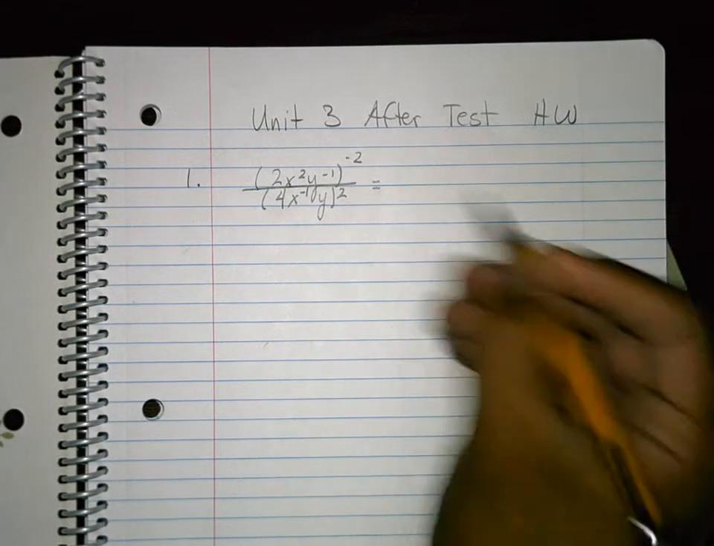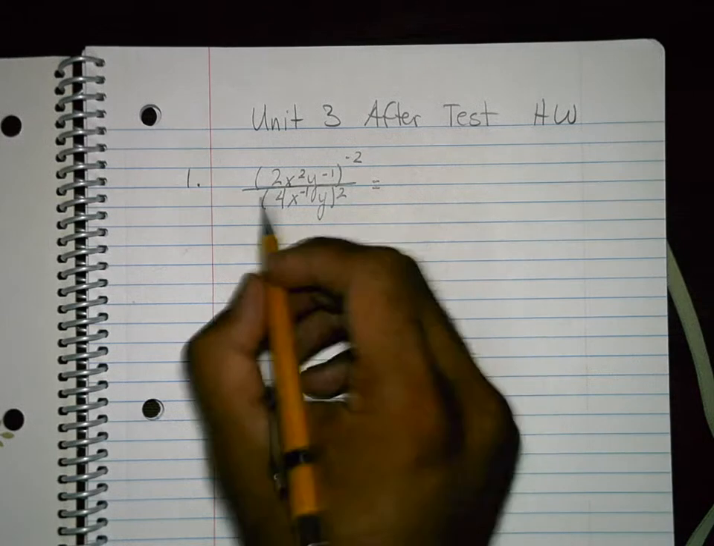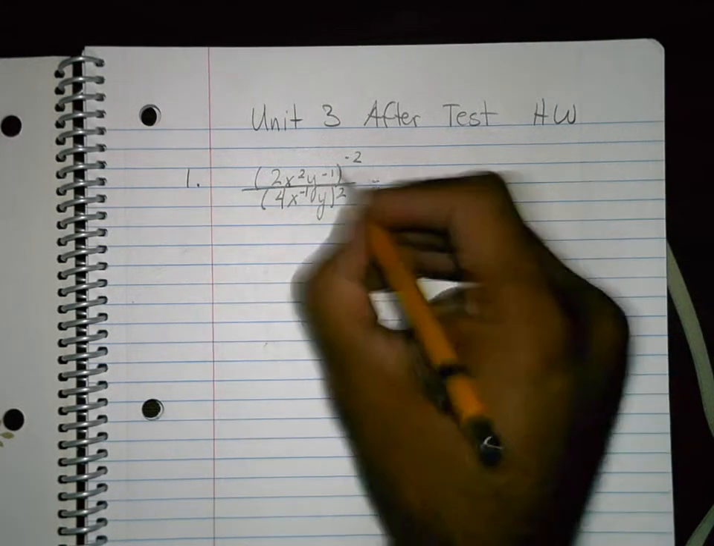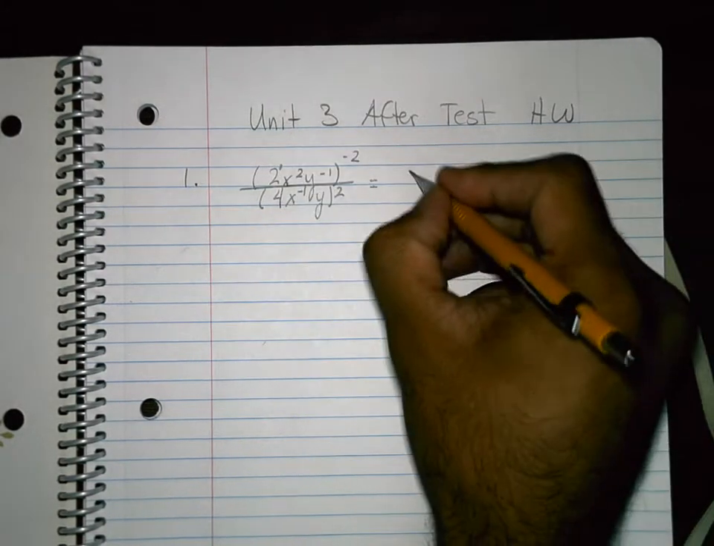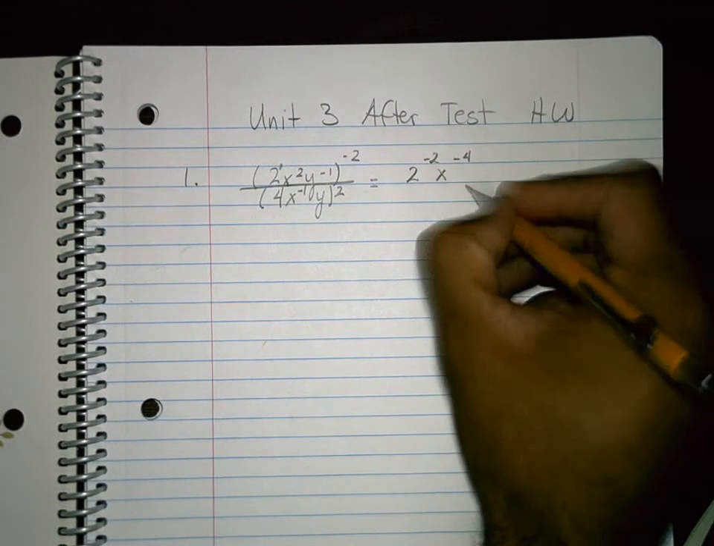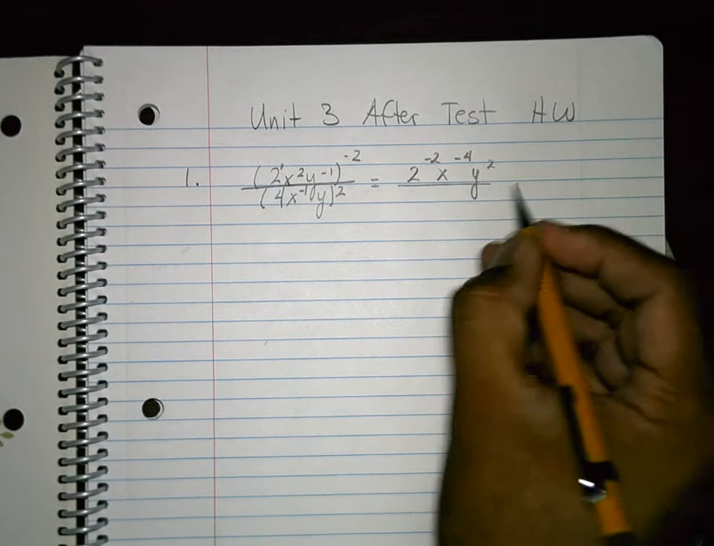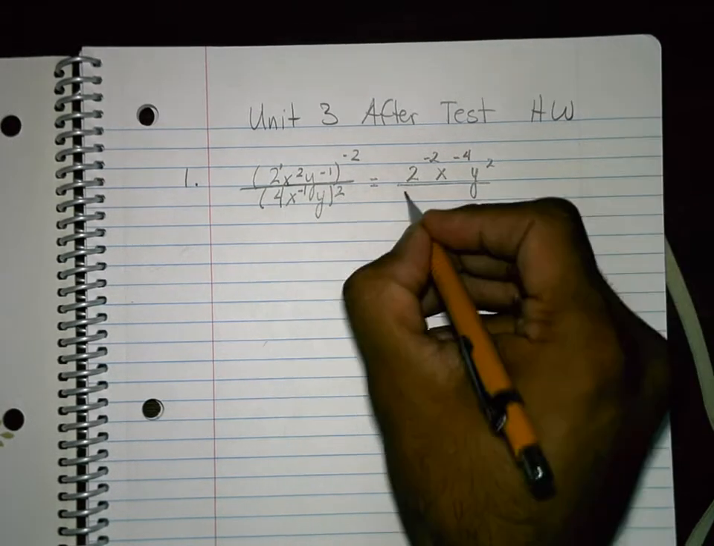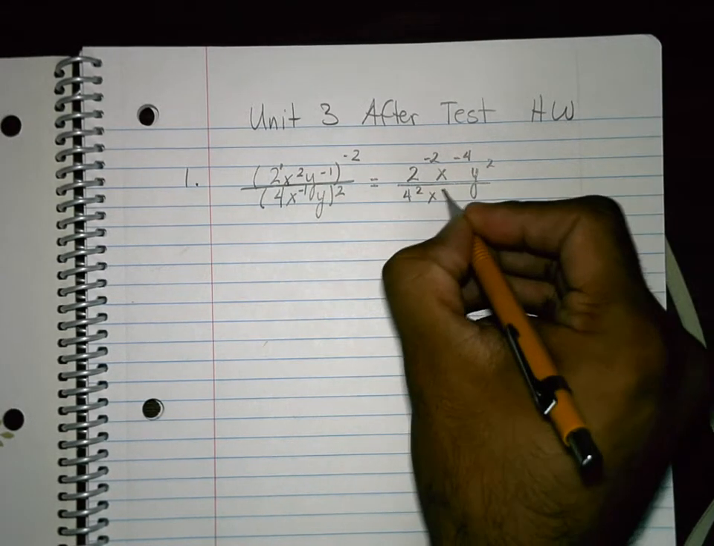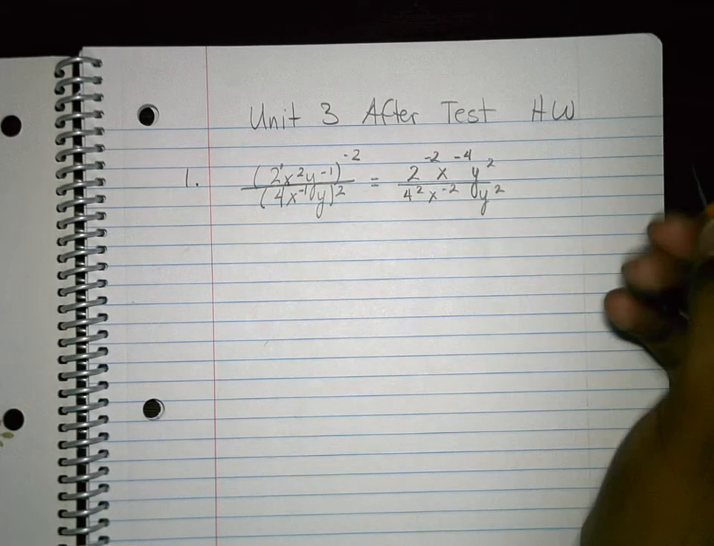There's a couple different ways to do this. The best way I found is to go ahead and deal with all the powers. Now, you're not really distributing, even though it looks like it, so we're going to multiply all the powers here. So you got 2 to the negative 2, x to the negative 4, remember I'm multiplying here, and y to the positive 2, all over 4 to the 2, x to the negative 2, y to the positive 2.